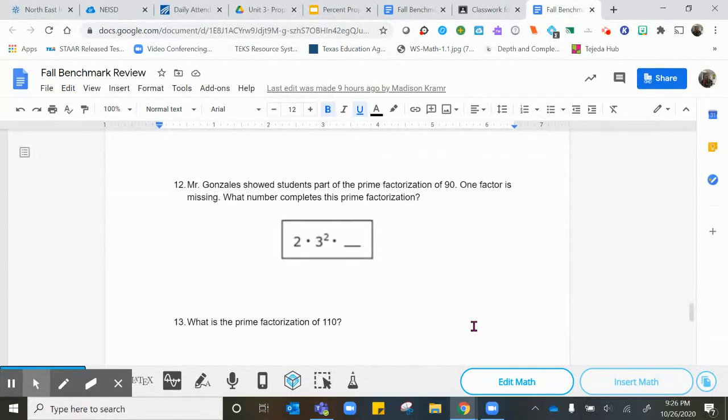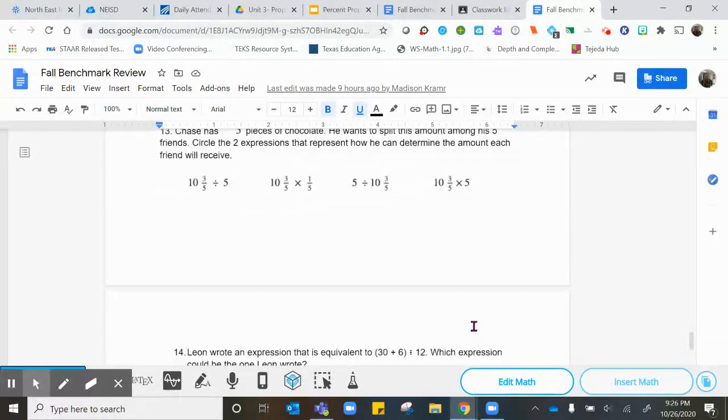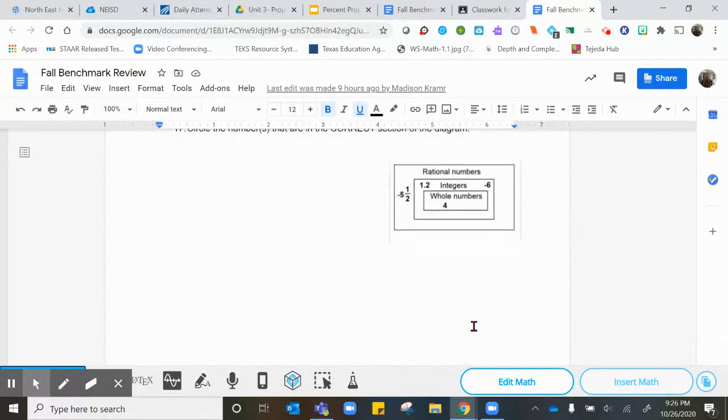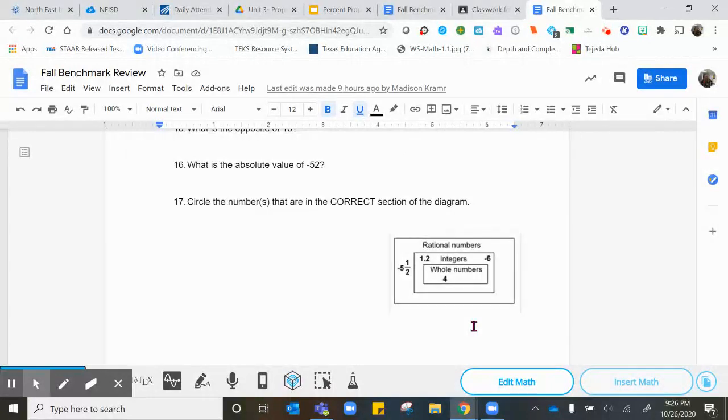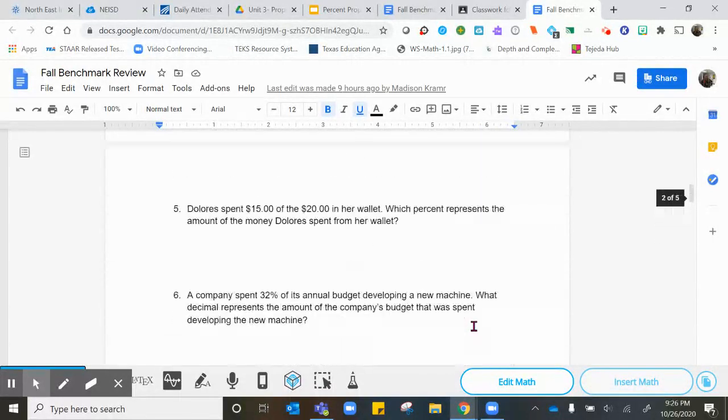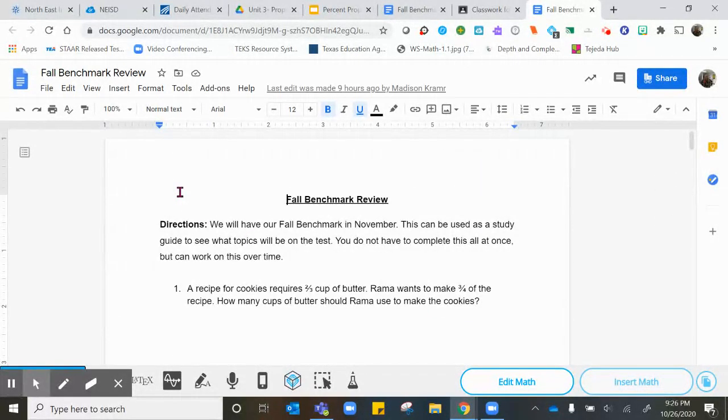This would also be a great thing to work on during tutoring, so we can see how you would probably do on this. So yes, you need to complete this, and I would suggest going through and doing 2 to 3 problems a day. All right, if you have any questions, make sure you reach out to your teacher.